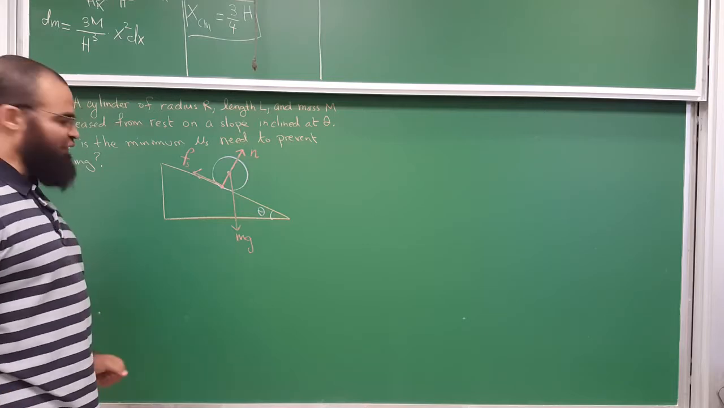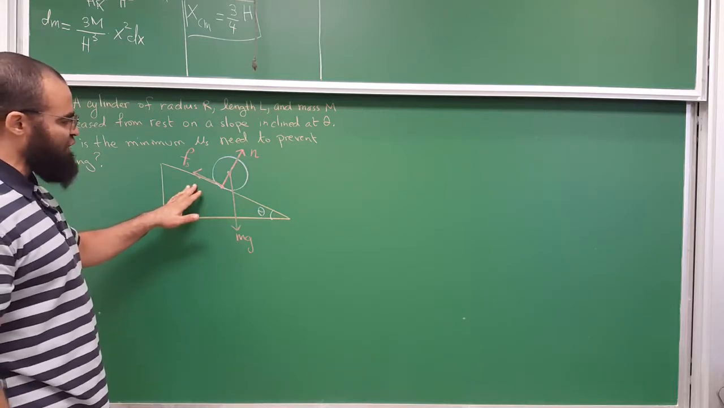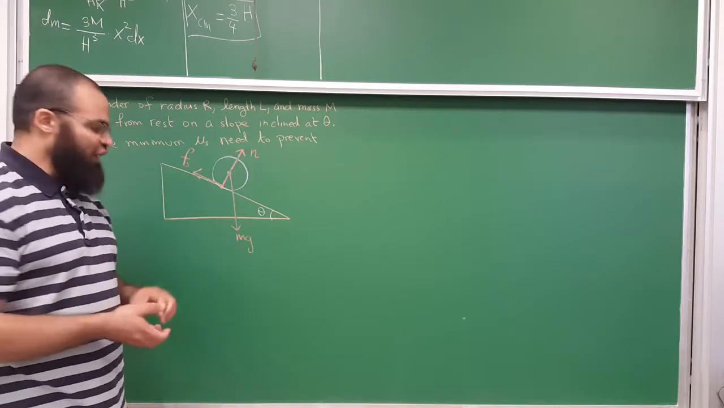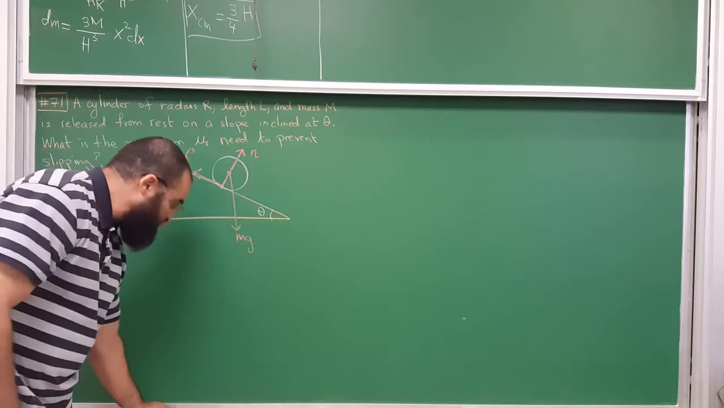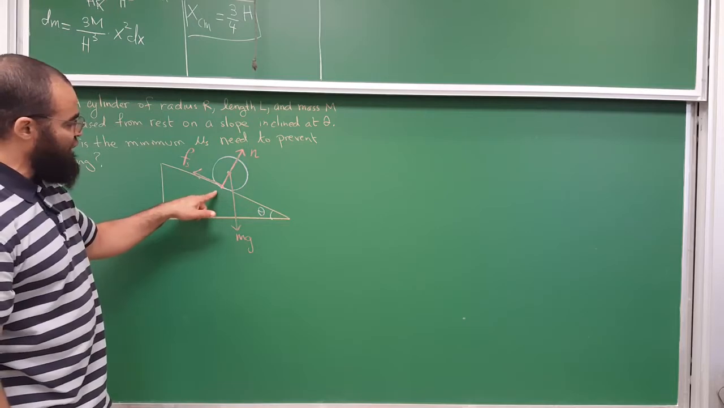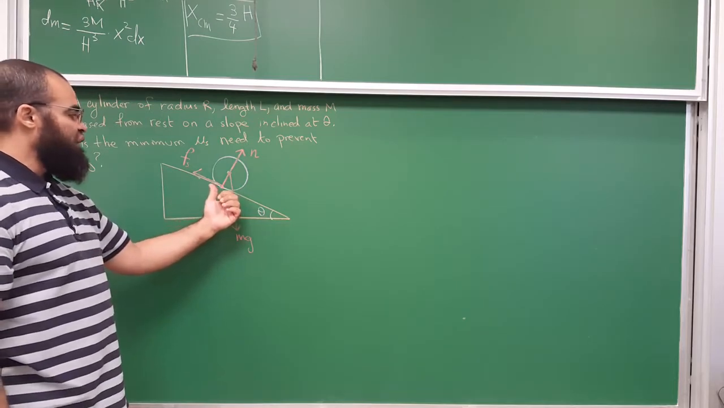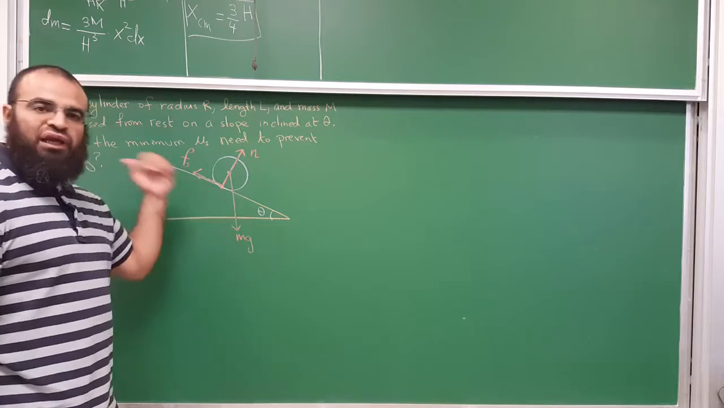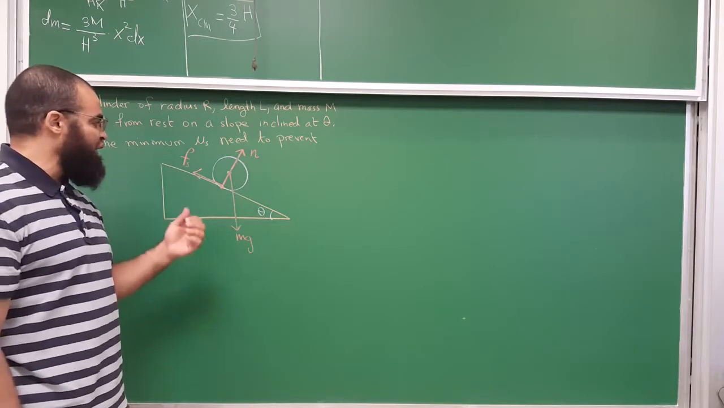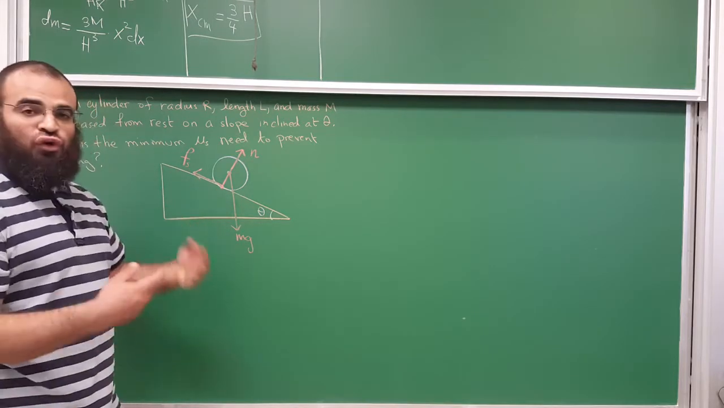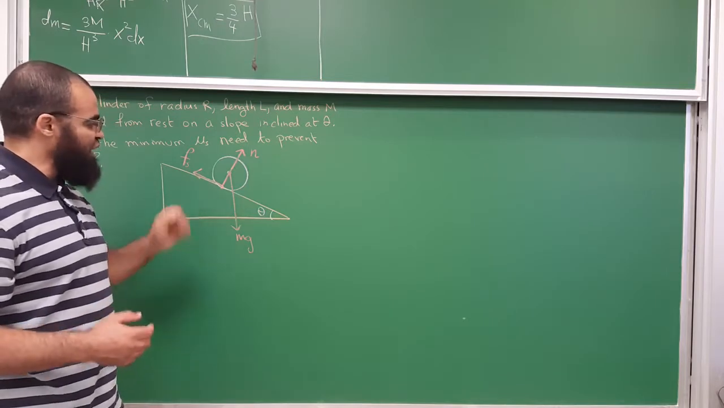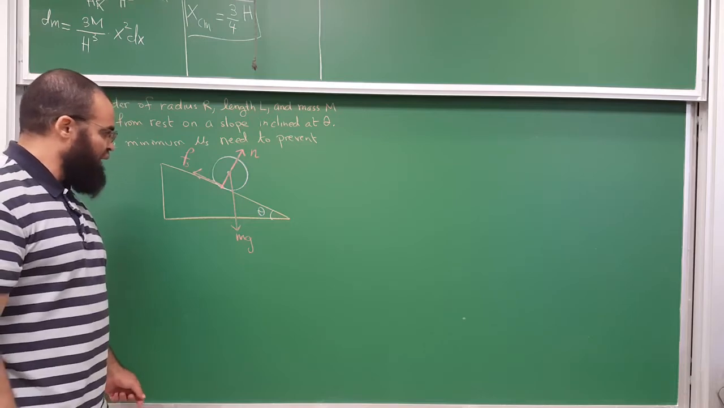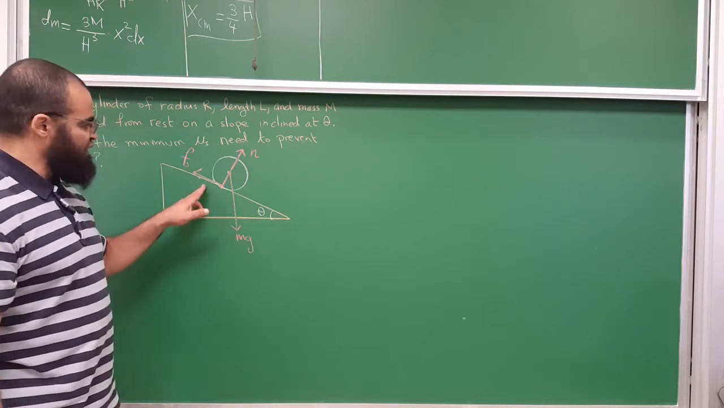I don't really like that argument. I know there is a force of static friction. Actually, let me take it back. That argument is fine, but I don't think it's rigorous enough. So I want to prove to you definitively that the force of static friction has to be up the incline, not down. Whether you're rolling up or down the incline, if you're rolling without slipping, it has to be up the incline. I want to show you why that is the case.